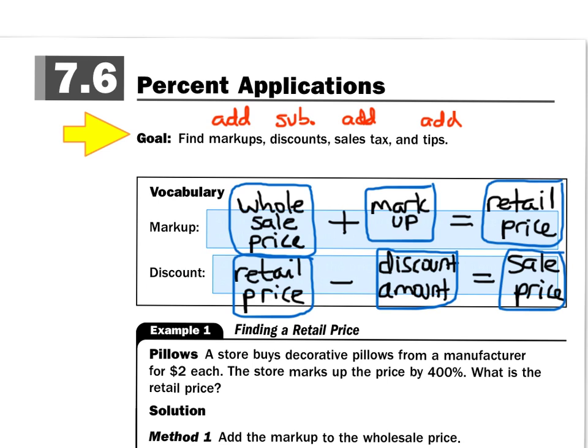Okay, a discount. I'm sure you guys know more about a discount because you like to buy things on sale. So what happens is they take that real retail price, the price we see on the tag, and then they subtract a discount amount, and that's what they call the sale price.